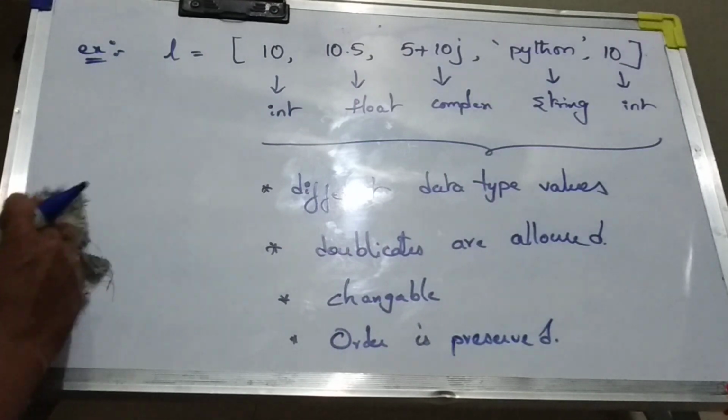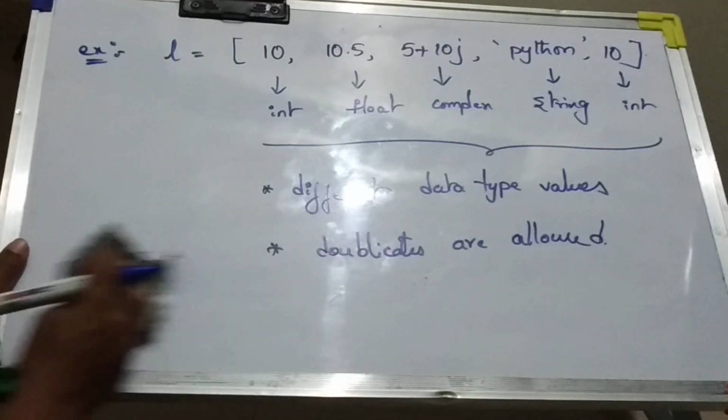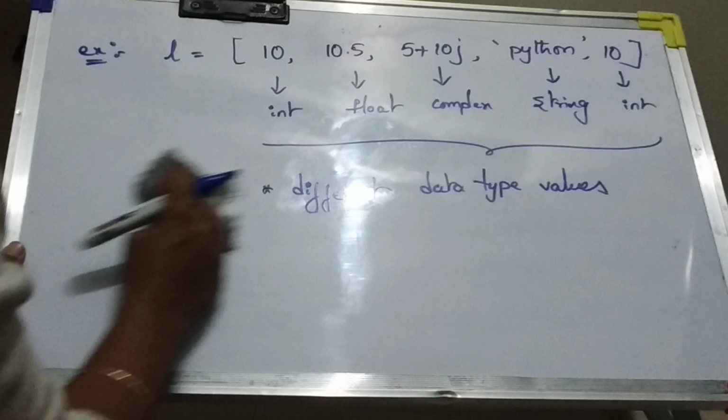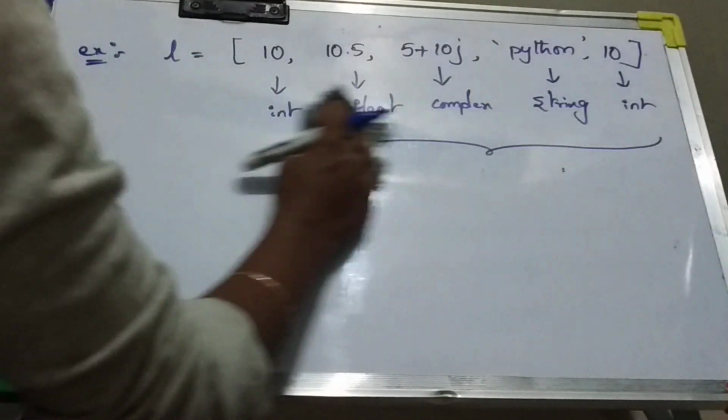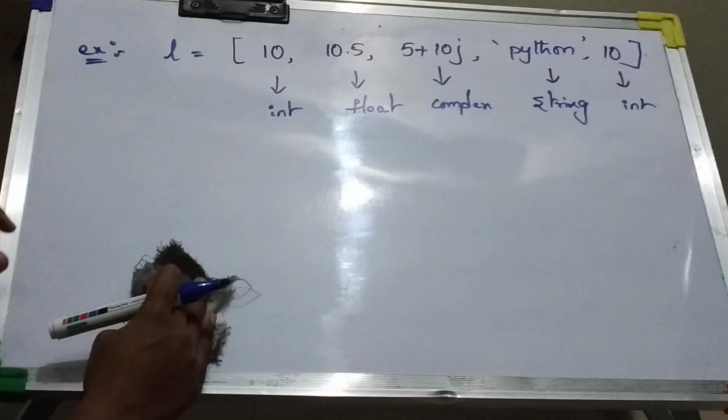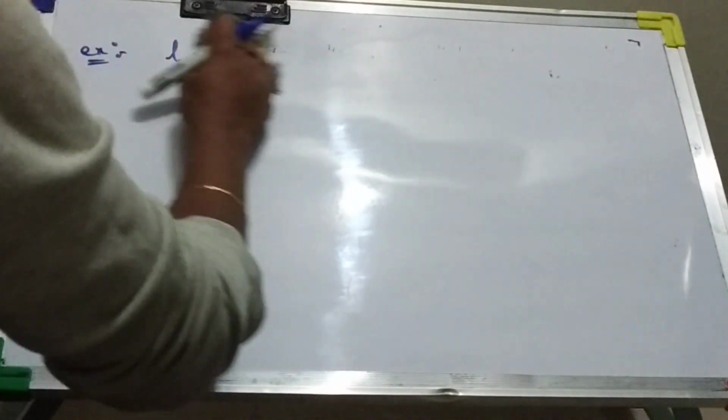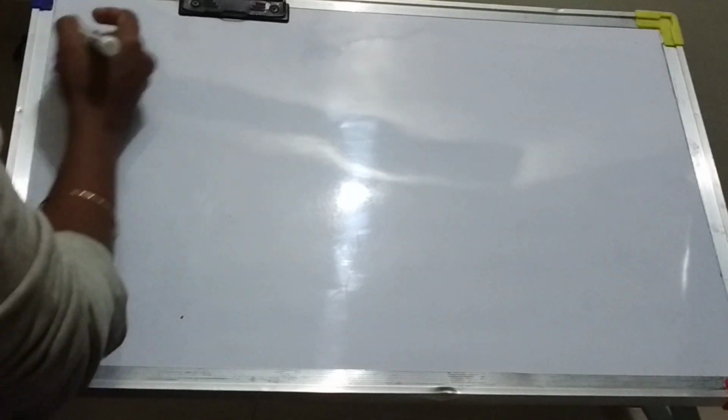Next we discuss tuple. What is tuple? Tuple and list are both the same, with only one difference. A list is changeable and a tuple is unchangeable. That means it is an immutable object. A tuple is a read-only version of the list.